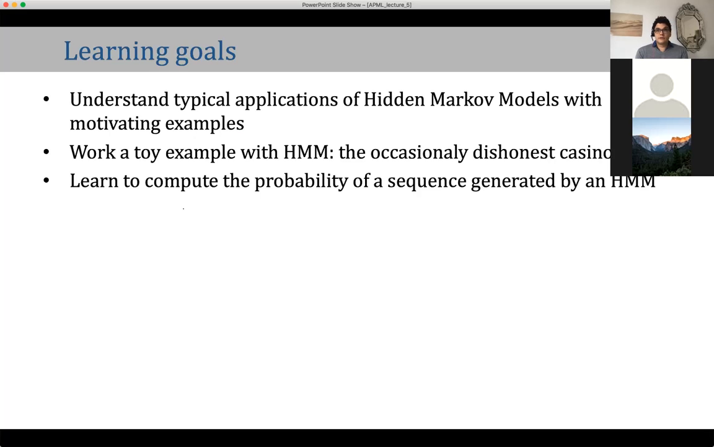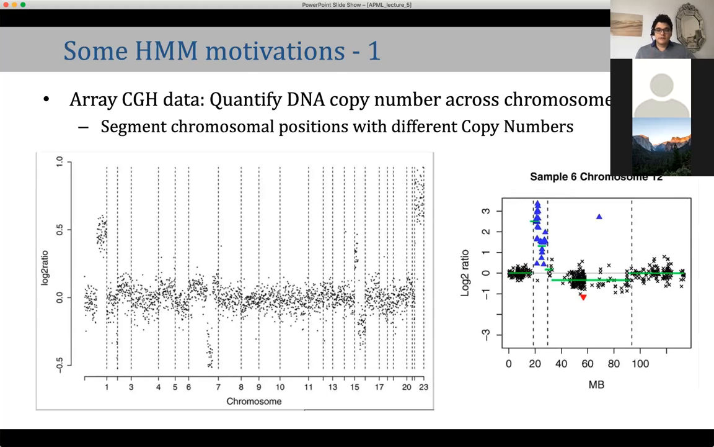Quite a few come from biology, because that's what I'm working on, but hidden Markov models are used in other fields. Then we will use a very famous toy example for hidden Markov models, which is a casino example, just to see how we can compute quantities with it. We will start here for this course to see how we can compute the probability of a sequence which is generated by a hidden Markov model. Next week, we will see how we can do inference with this type of model and how we can learn parameters as well. So let's look at some motivating examples.